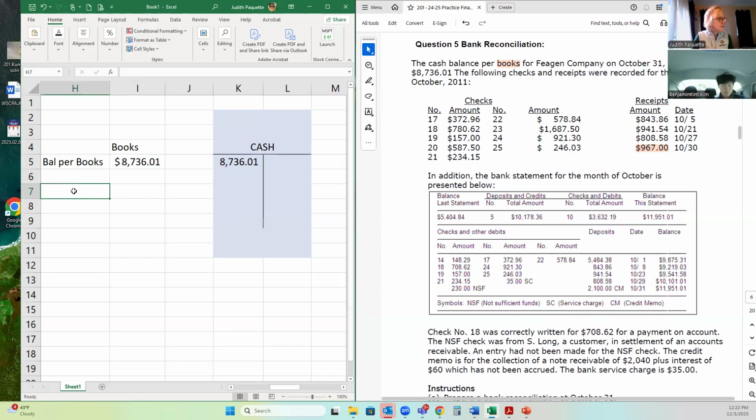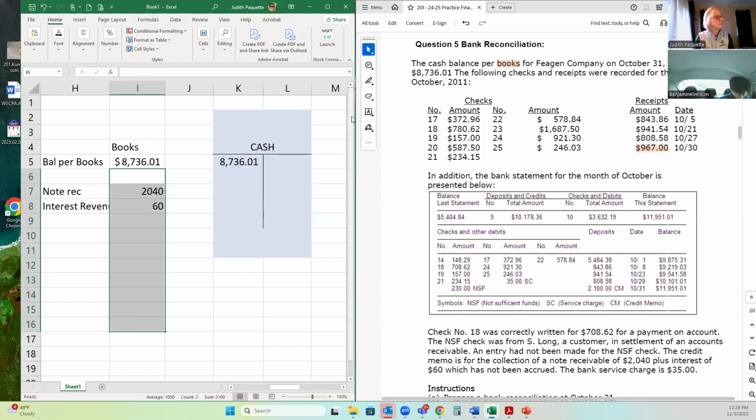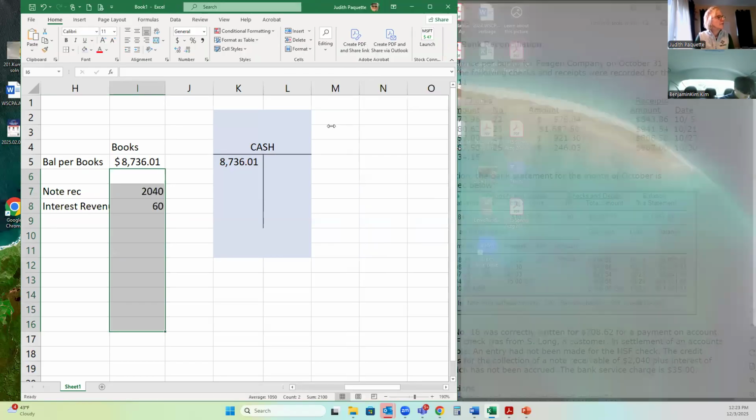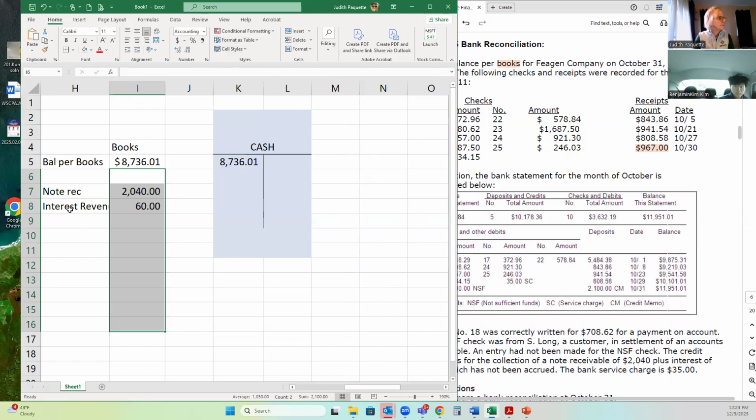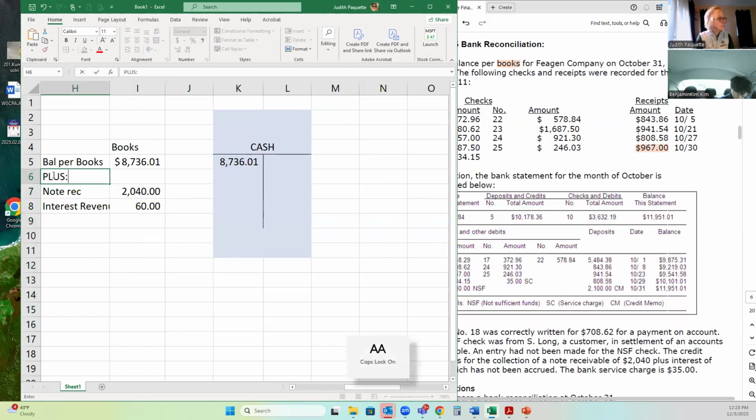So I'm gonna say note receivable here, 2040, and then I'm gonna say interest. And because it's a collection, that means it's interest revenue. Okay. If it were a payment, if it were money going out, it would be interest expense. So the book side's fairly straightforward. You're just lifting whatever's in the bank that you don't have already in the books.